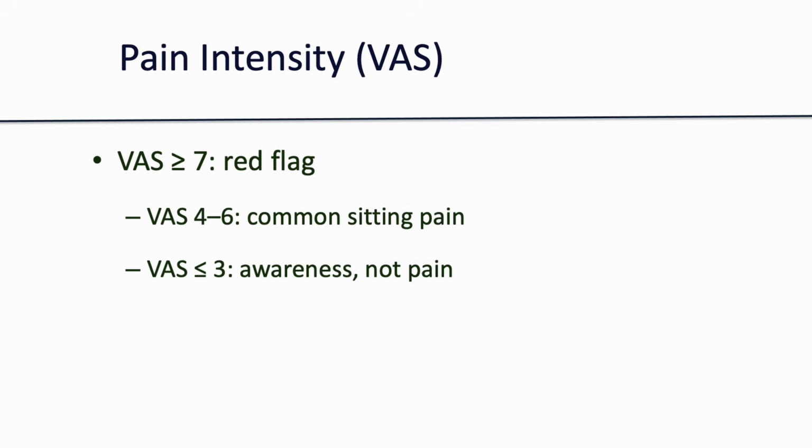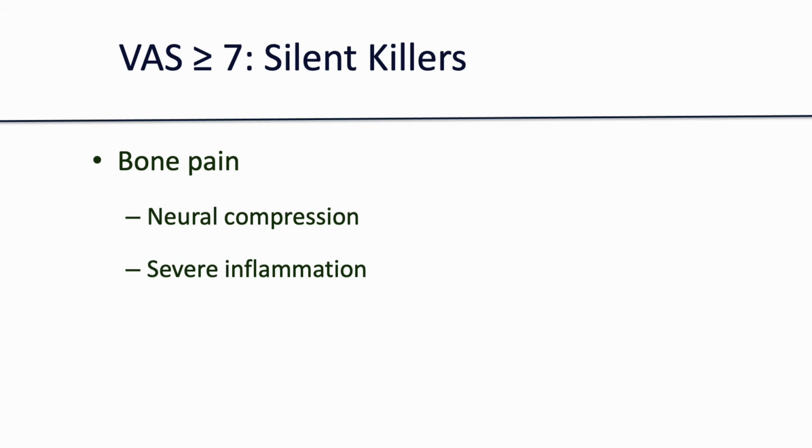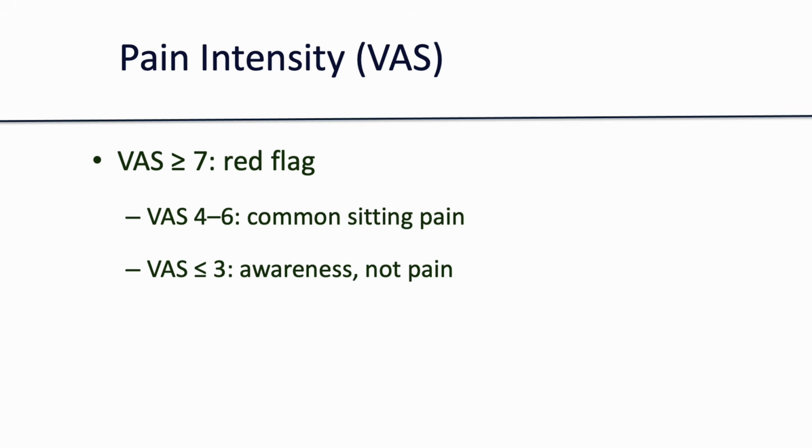Pain intensity gives us another powerful diagnostic clue. When the VAS score is 7 or higher, we must always consider bone pain, neural compression, or severe inflammatory states. These are what I call the silent killers for MSK-only clinicians. Because they focus primarily on what they can palpate, they often miss these pain generators. But in pain clinics, spinal origins, discogenic pain and sacroiliac joint pain are common. Not because they are rare, but because they are more painful. That level of pain is what brings patients to us.